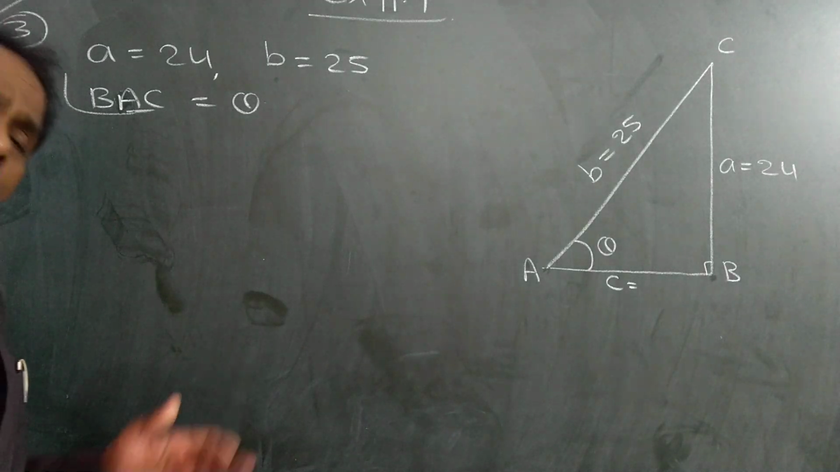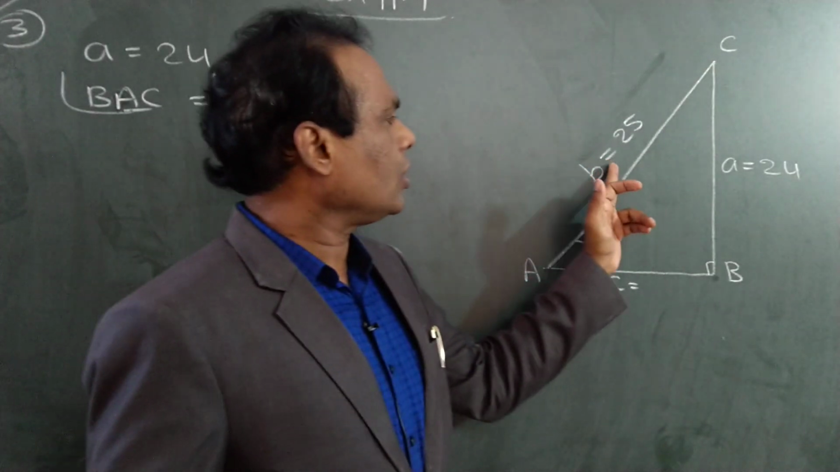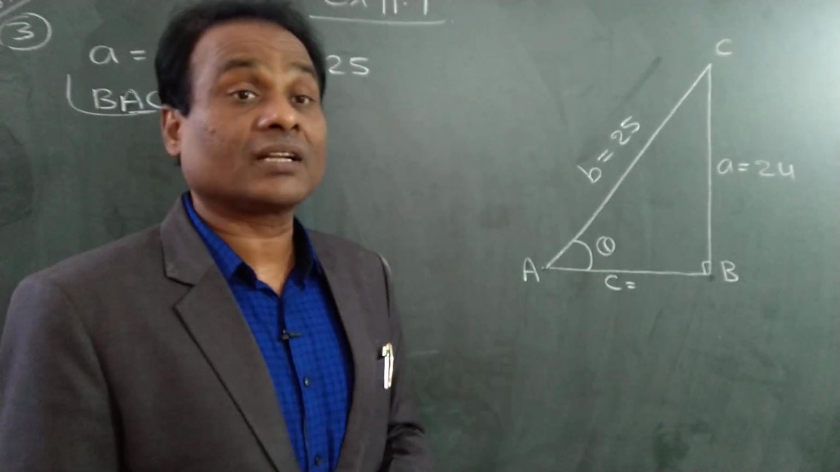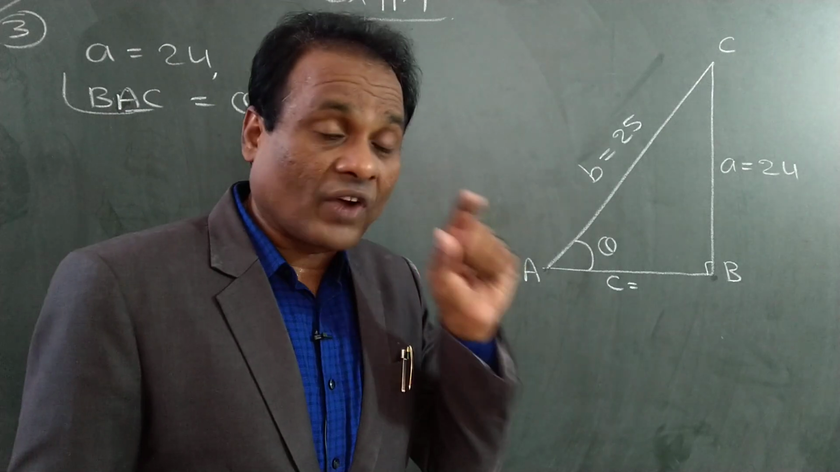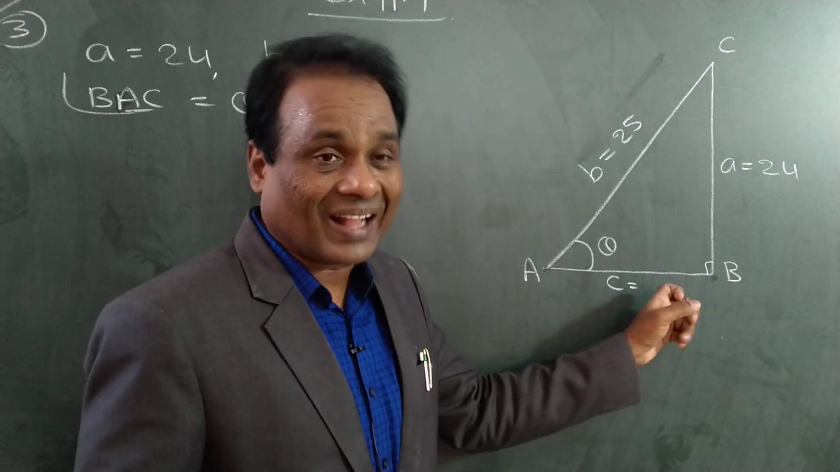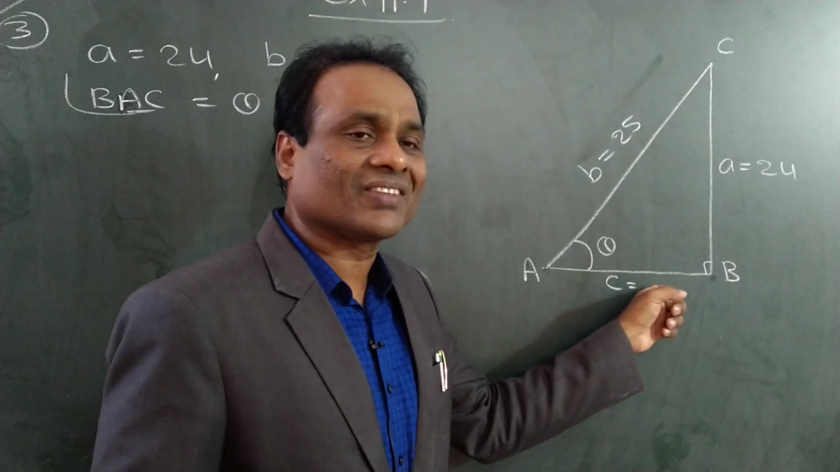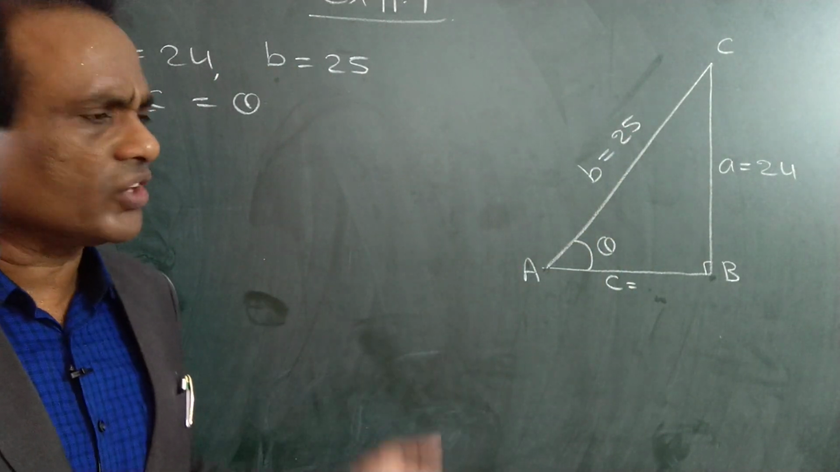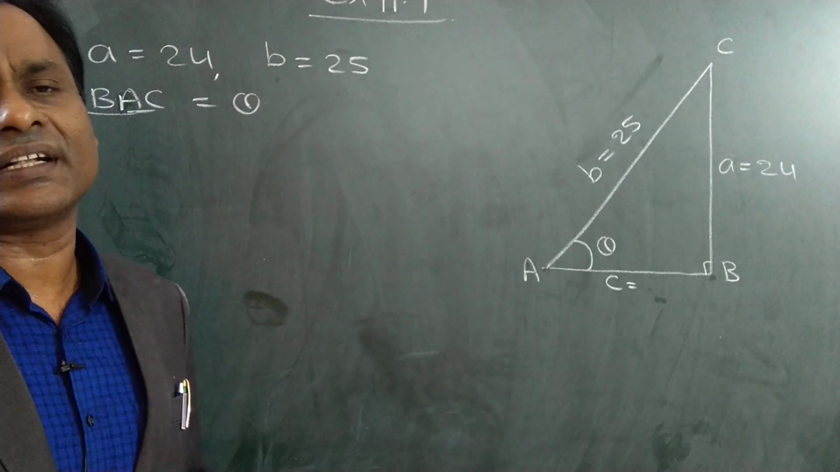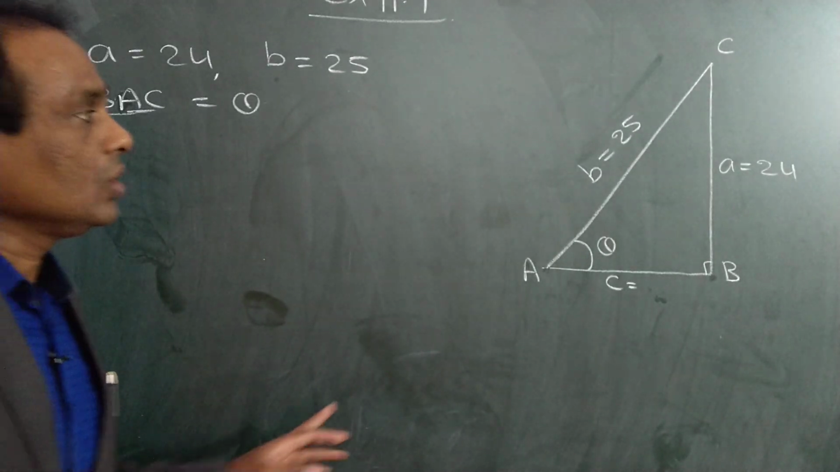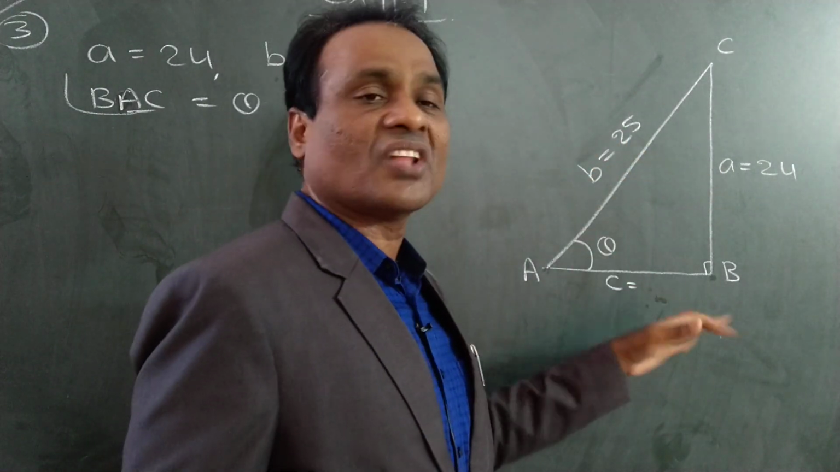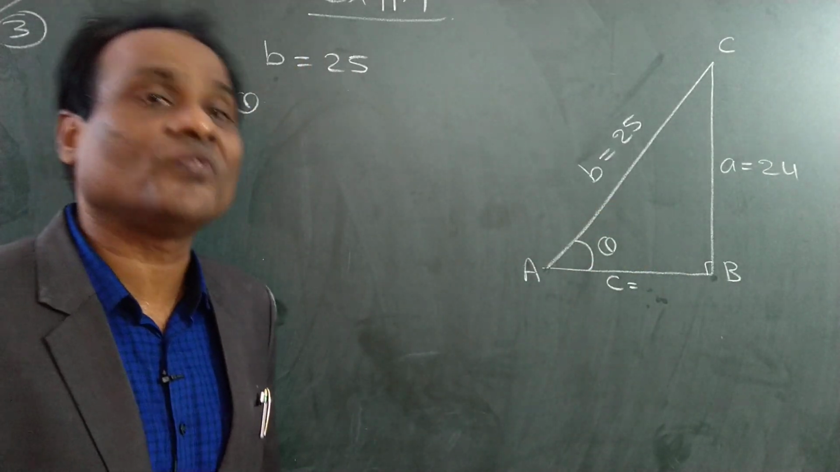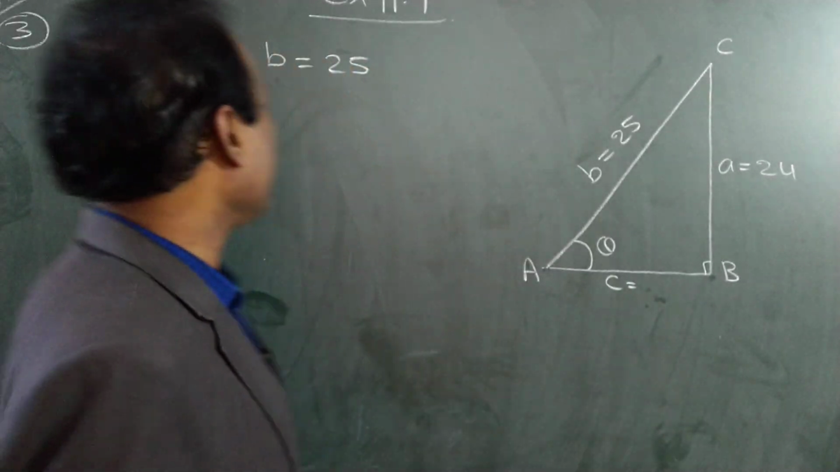But if we know two sides, we can find any trigonometric ratio. To find the trigonometric ratio, we need the third side also. After finding the third side, you can answer for any trigonometric ratio. Out of the 6, sine is asked, you can write, cos you can write, tan you can write, any ratio you can write. But only two sides are given. This is not given. How to find it?